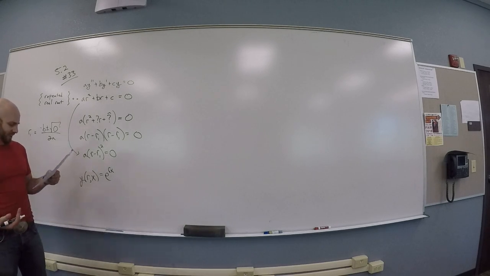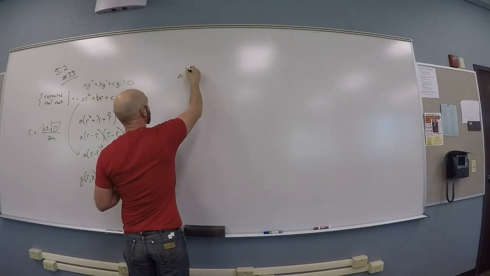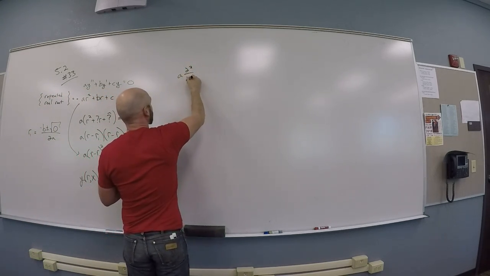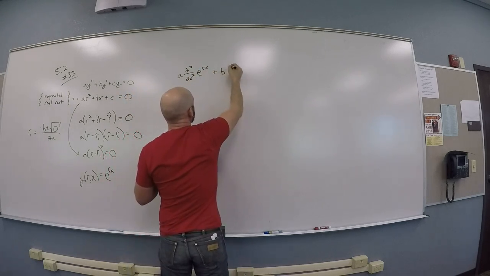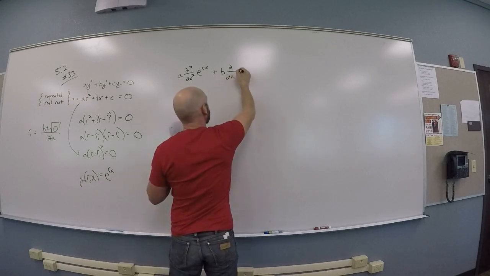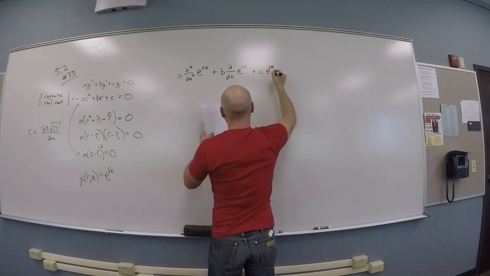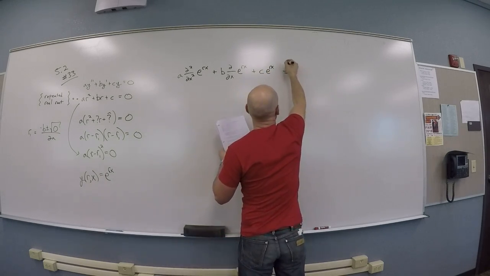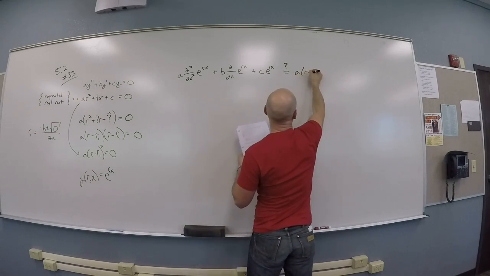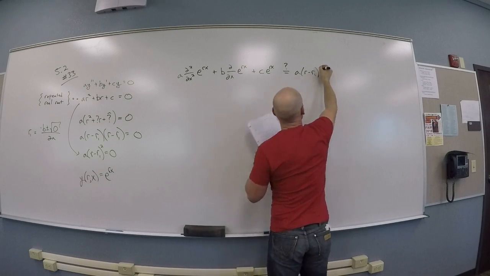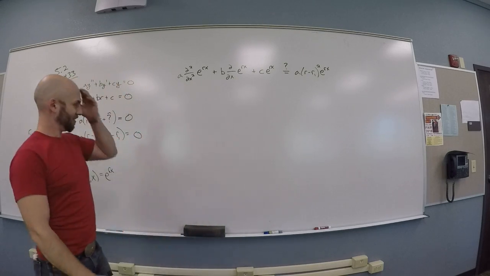So I'm looking at this, and they claim that I should be able to show that a times the second partial with respect to x of e to the rx, plus b times the first partial with respect to x of e to the rx, plus c e to the rx, has to look like a times r minus r1 squared times e to the rx. This is the thing I'm trying to show. And I'm like, huh?